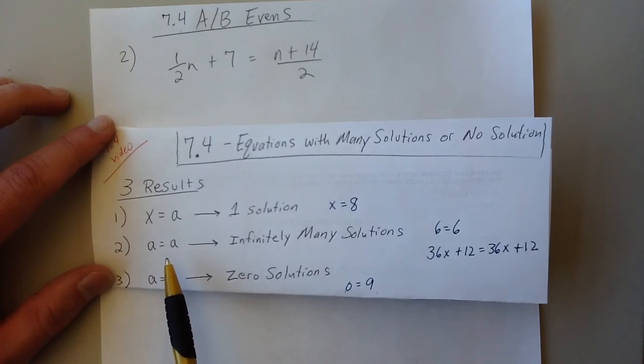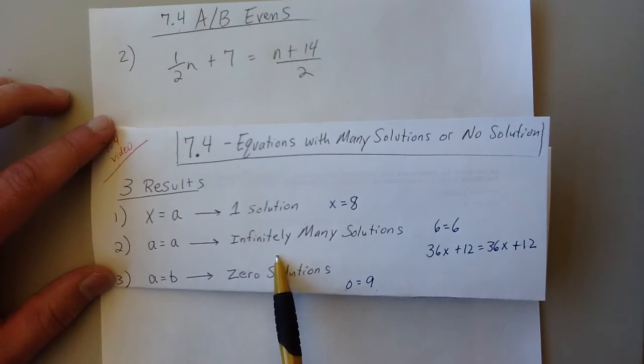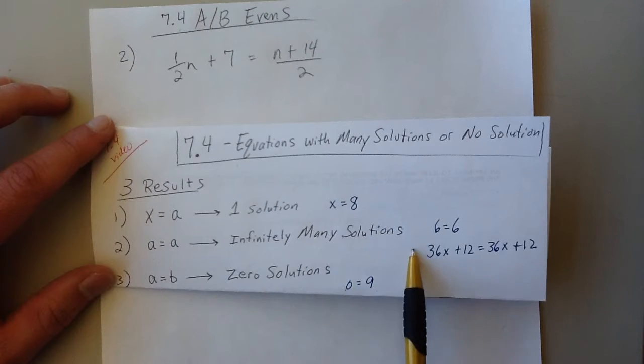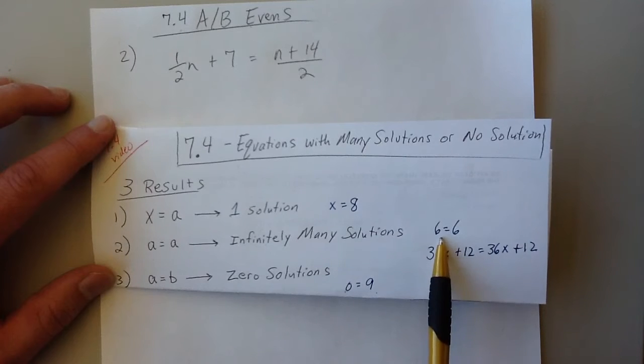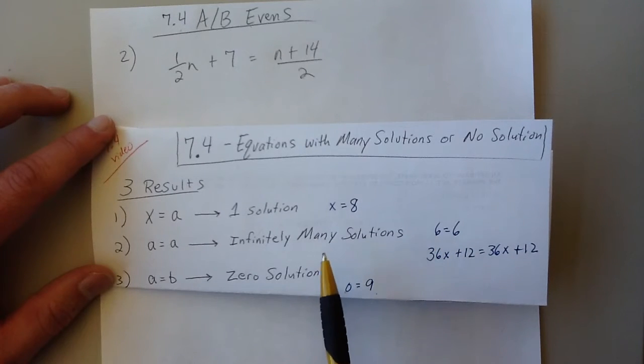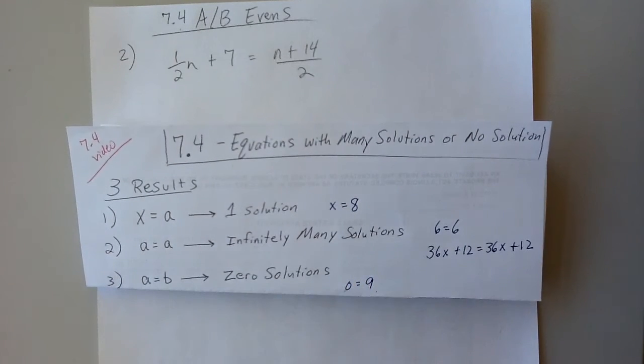A second result you could have is when a equals a, or some number equals that same number. In this case, there would be infinitely many solutions. For example, say you solve an equation and you get 6 equals 6. This is an example of where that equation will have infinitely many solutions. No matter what value you put in for the variable, the left side will always equal the right side. So that's the second kind of result you can have.